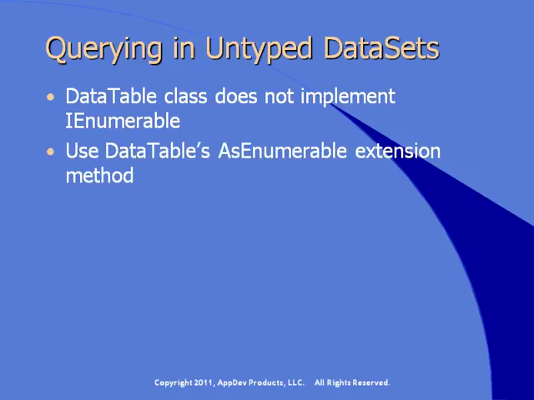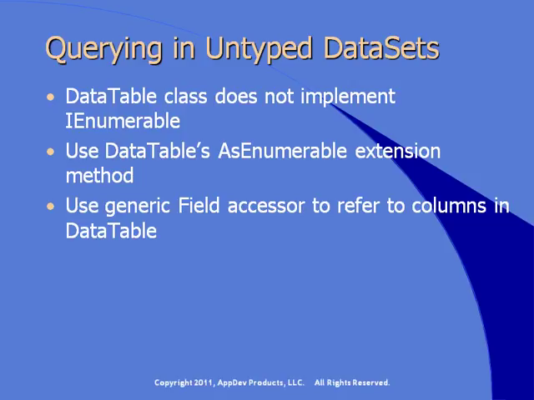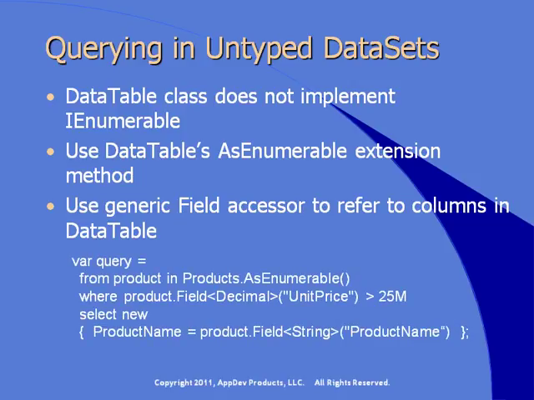What you have to do is use the DataTable's AsEnumerable extension method. And then to talk to fields, you have to use a generic field accessor to refer to columns in the DataTable. So what does that look like in a query? Here's a query to bring back the product name for all products that cost more than $25.